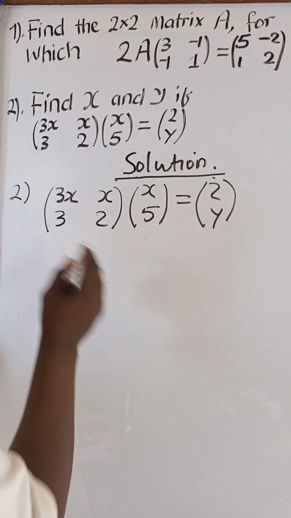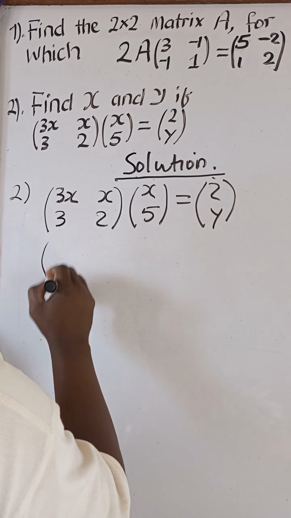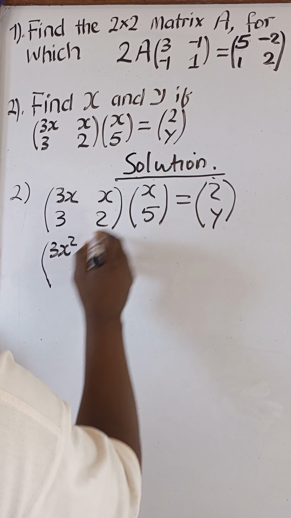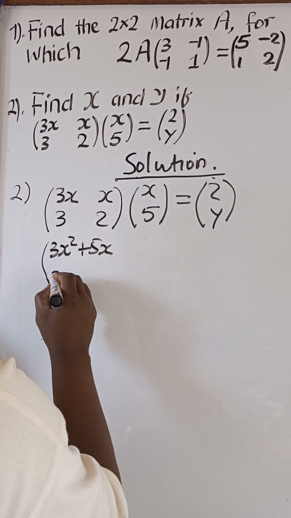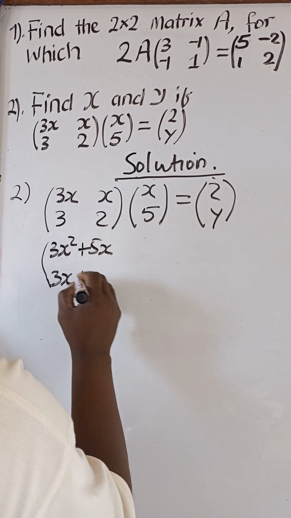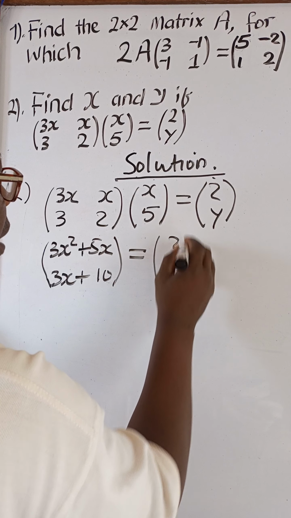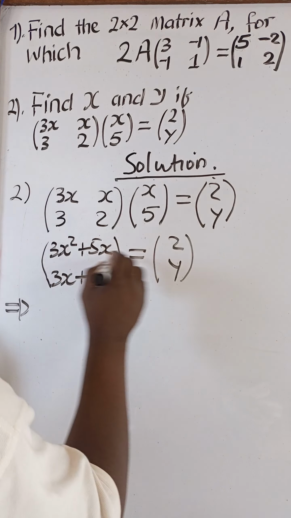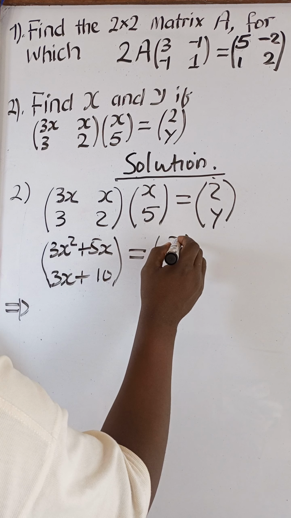So all we need to do is to carry out this product. 3x multiplied to x, we have 3x squared. x multiplied to 5, 5x. 3 multiplied to x, 3x. 2 multiplied to 5, 10 is equal to 2y. This means we have this matrix equal to this matrix. It means this entry here is equal to this entry.